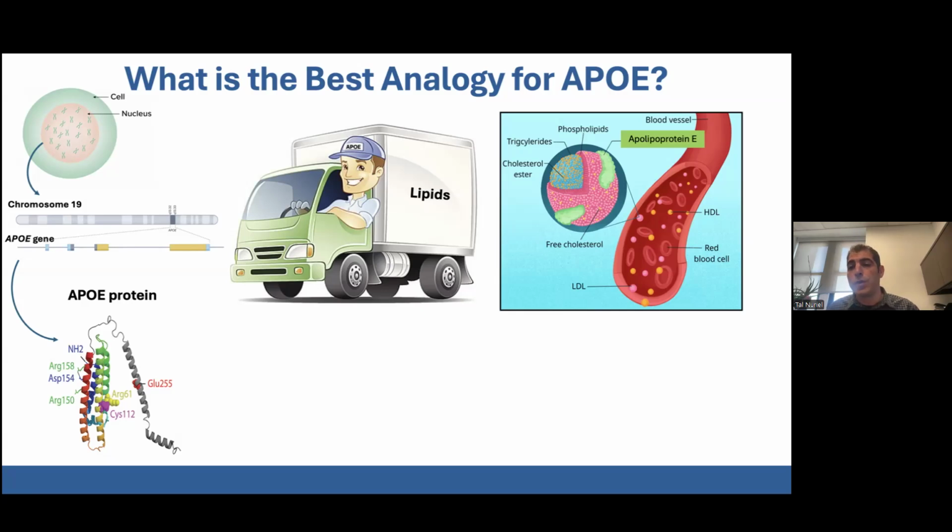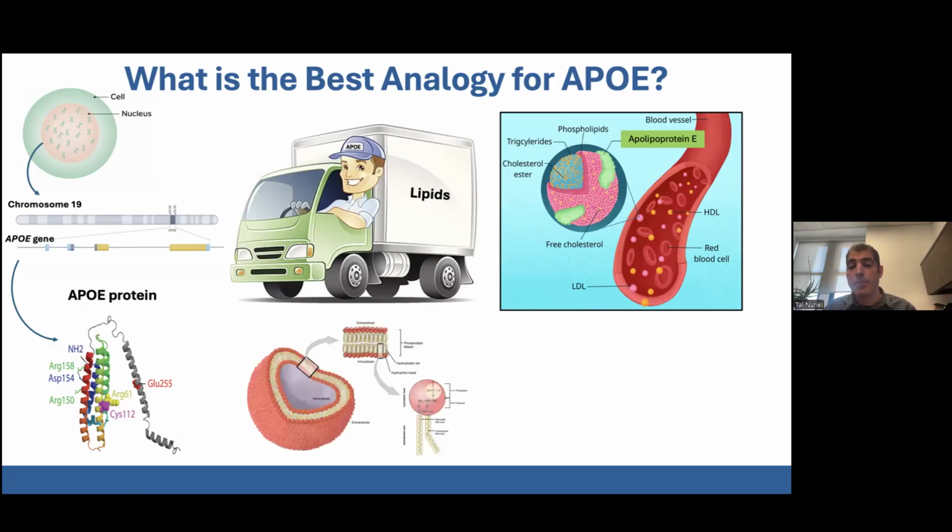So these lipoproteins are basically clumps of phospholipids, triglycerides, and cholesterol that travel through our bloodstream and supply our cells with the lipids they need to function. Basically every cell in our body has a lipid bilayer.